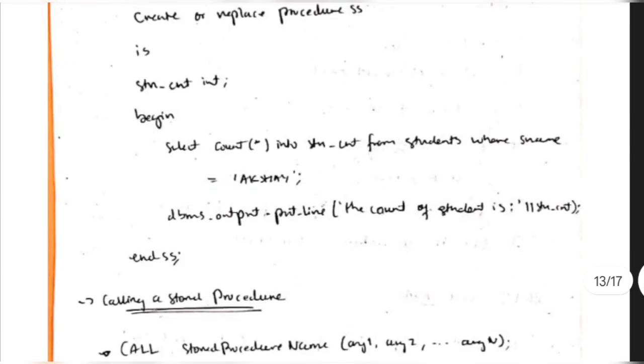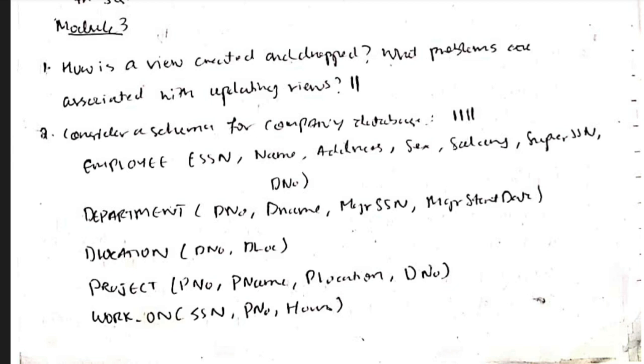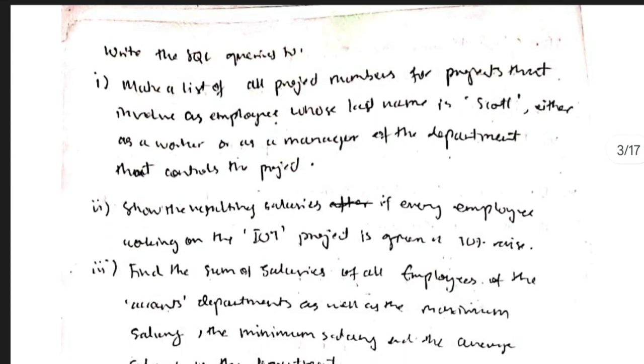Let's discuss the previous year questions. From the previous year questions, the first question is about the view, which we have already discussed, and the next one is: consider a schema for the company database. They have the tables employee, department, dept location, project, and works on. What we are supposed to do is write the queries for the following. Here the query is to list all the project numbers for the projects that involve the employee whose last name is Scott, either as a worker or as a manager of the department.